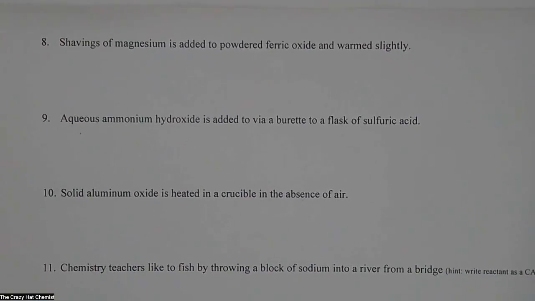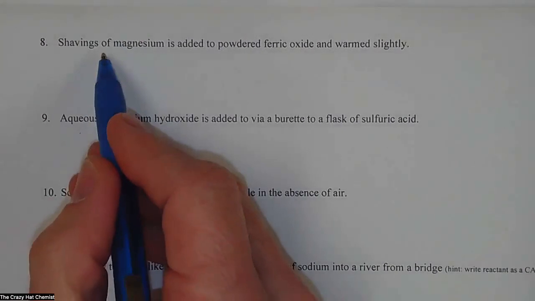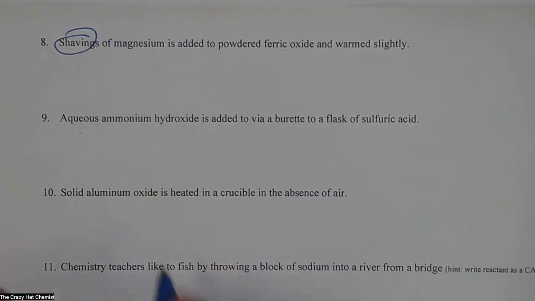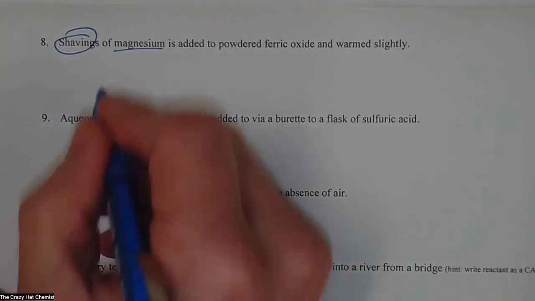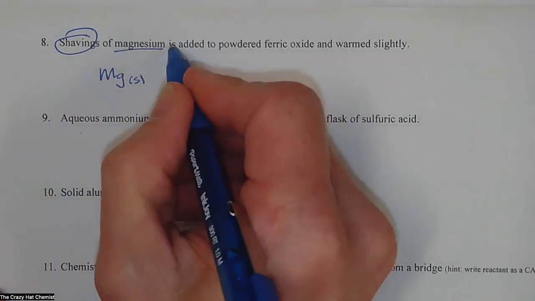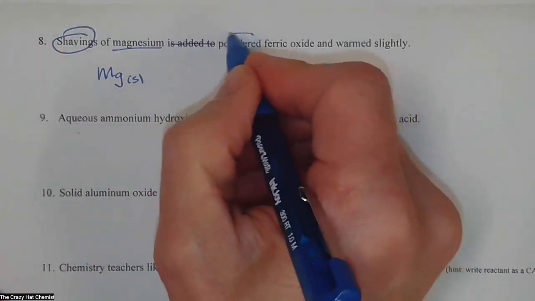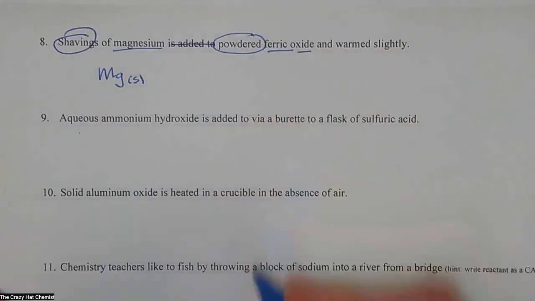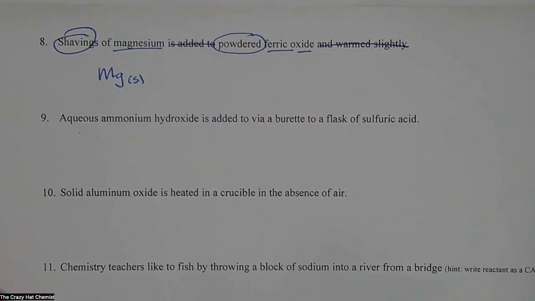Next problem is shavings of magnesium. So shavings indicate that it's a solid, and that's magnesium all by itself. So that's Mg, and that's going to be a solid. Is added to powdered, that is also indicating that it's a solid, ferric oxide, and warmed slightly.